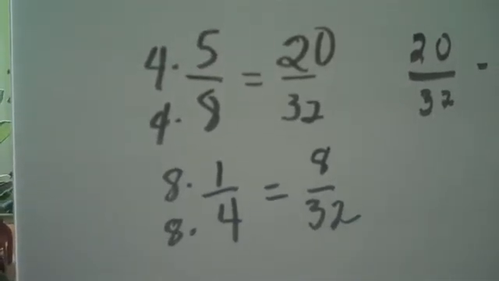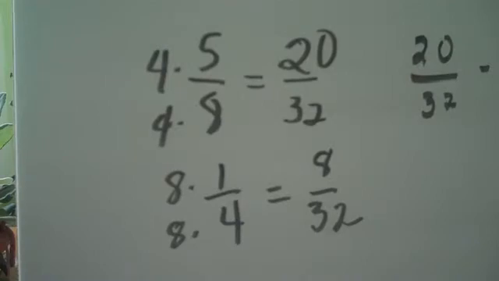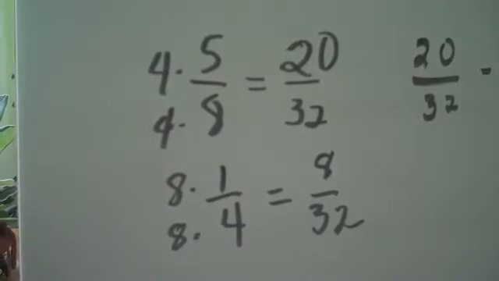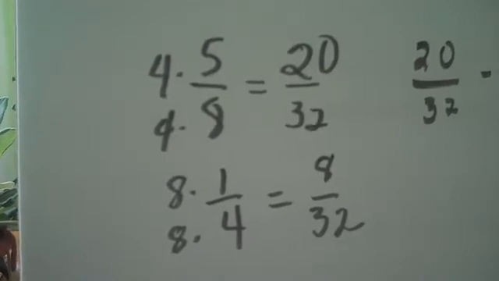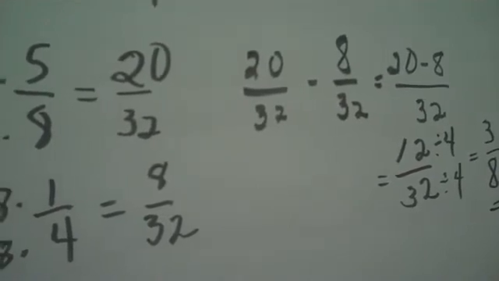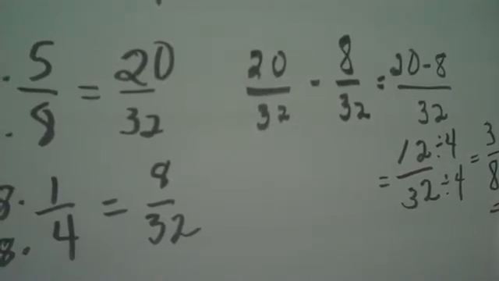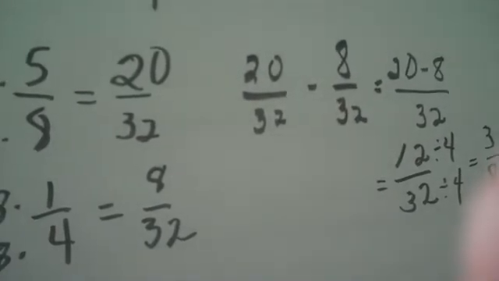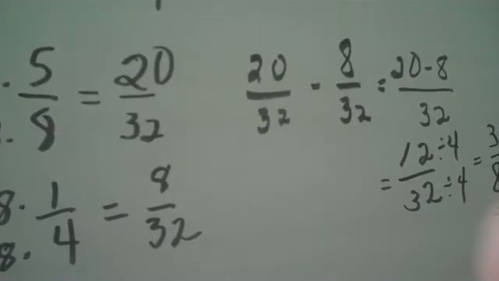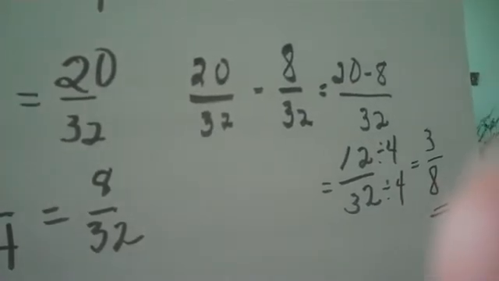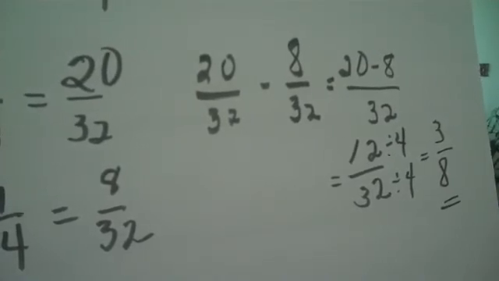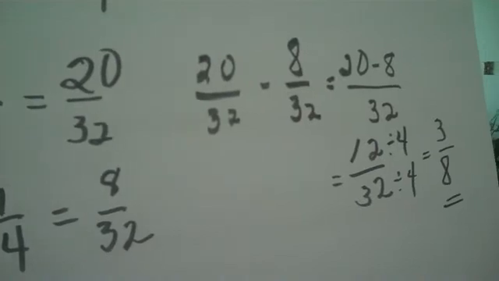Then we looked at 1/4 and said, what can we multiply times 4 to get 32? Answer 8. So we multiplied numerator and denominator by 8 and we got 8 over 32. Then we took the two new fractions, 20 32nds and 8 32nds, and subtracted. That became our new exercise. So to find our answer, we said we simply subtract the numerators, so that would be 20 minus 8 over our common denominator of 32.